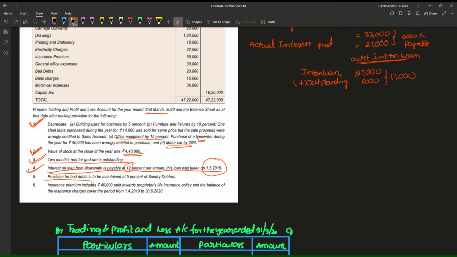Provision for bad debts is to be maintained at 5% on sundry debtors, right? No problem. So let us make a small note for this one also. That is fourth one, provision for bad debts. Actually, there is no need of this one, to understand, I'm writing. So provision for bad debts. What is the provision here? They have said that we need to provide for bad debts at 5% on the sundry debtors.